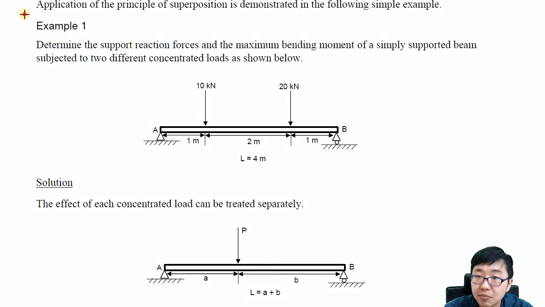So example number 1, they have applied the load here: 10 kilonewton at 1 meter from point A and 20 kilonewton at 1 meter to the left from point B.